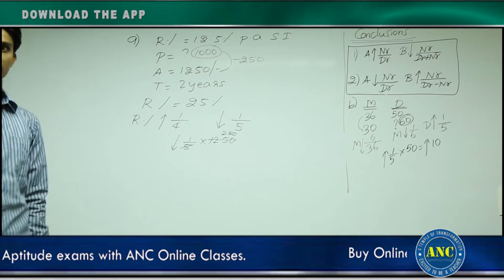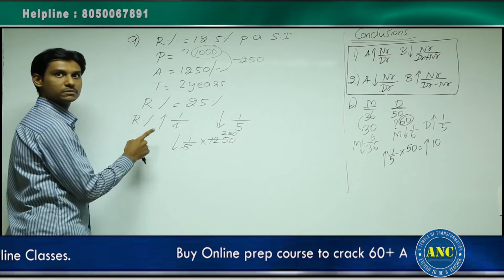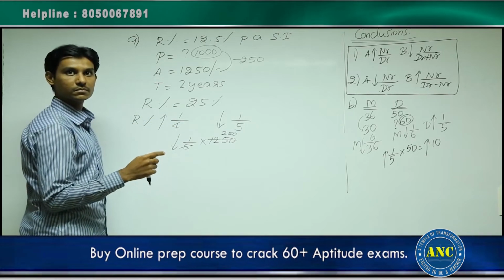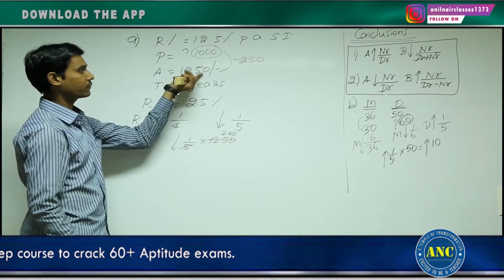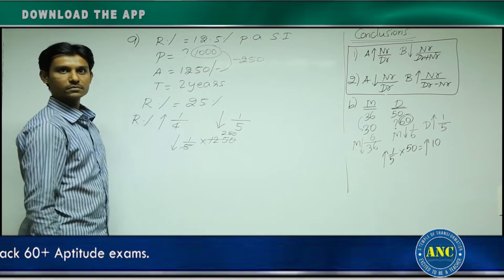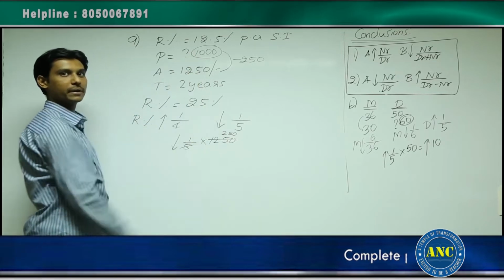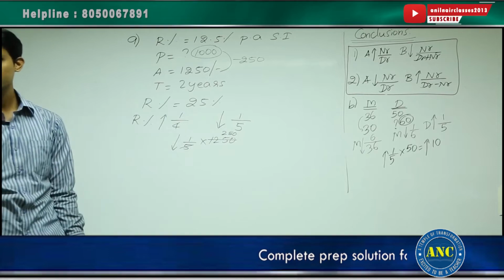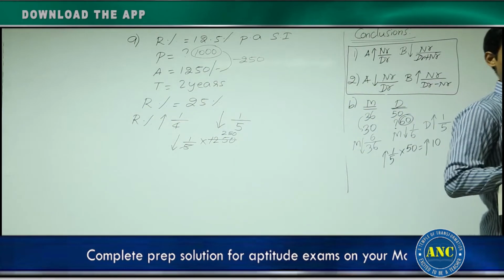What is the value of 1 by 5? That is what I discussed initially. Rate of interest is increasing, so the parameter 1 by 5 is decreasing. There should be a decrease of 250 from this value. It becomes 1000. Approach clear, right?